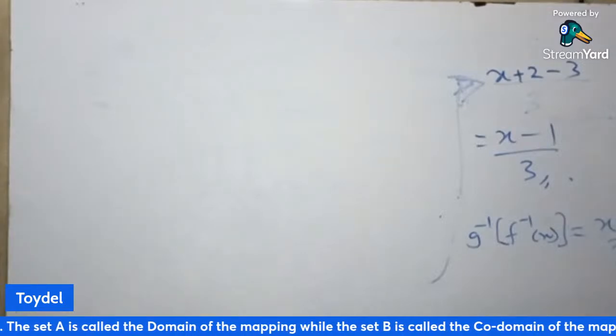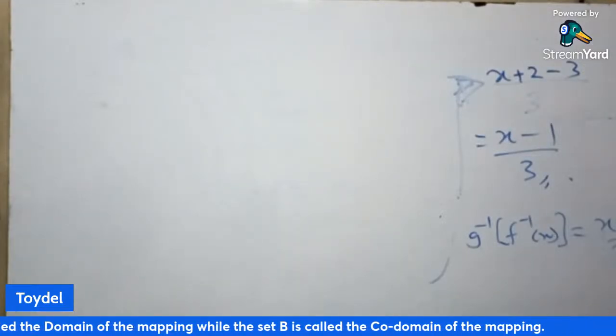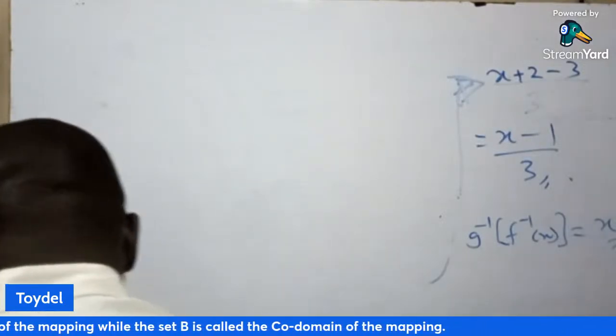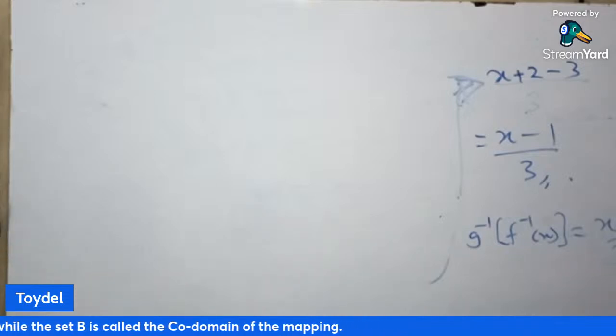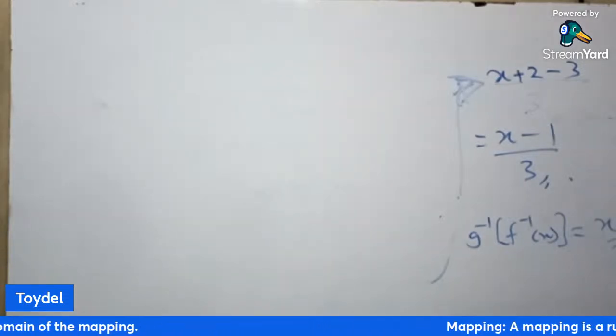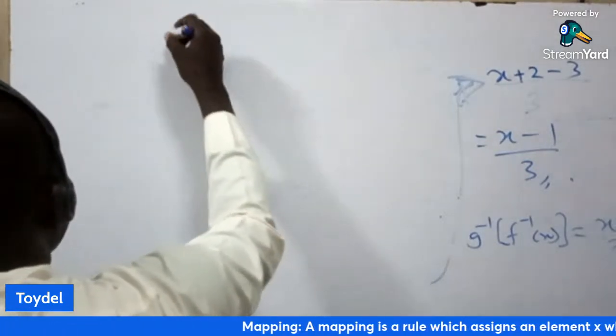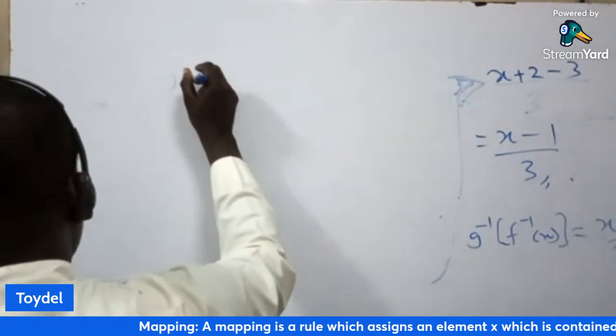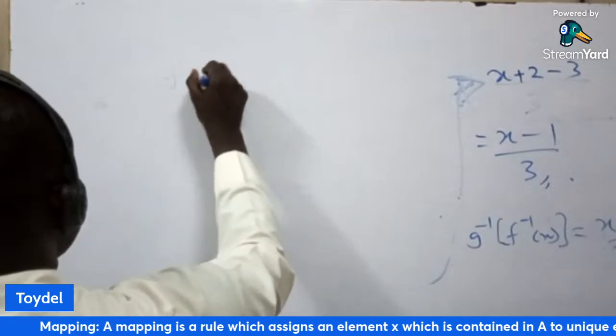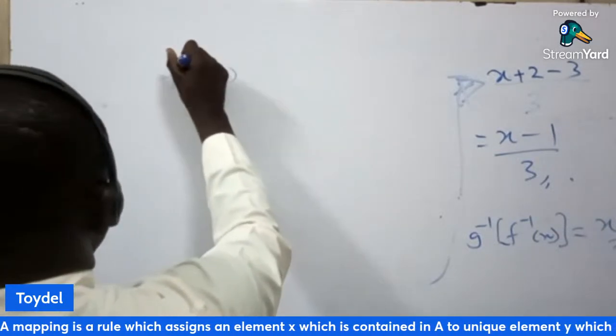So what is the second part? We want to show that f of g of x raised to power minus 1. So in this case now, we want to find f of g of x. This is what we want to find here now.